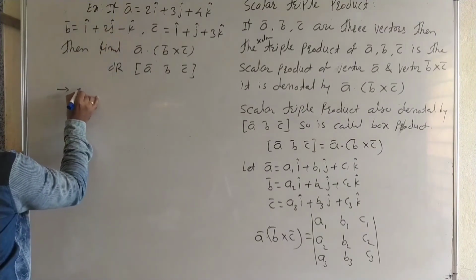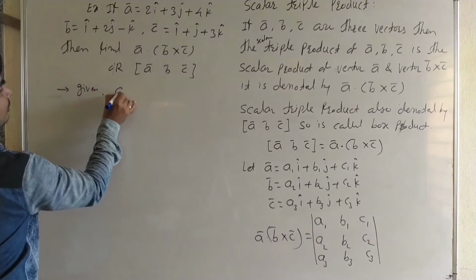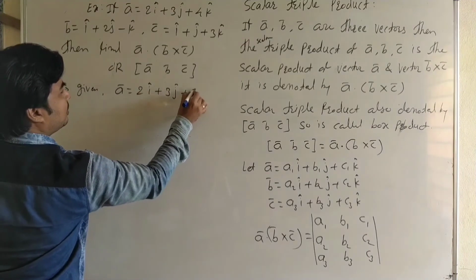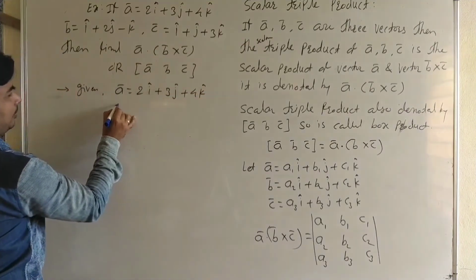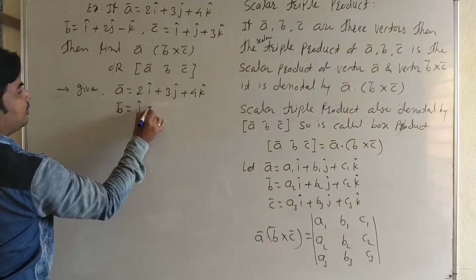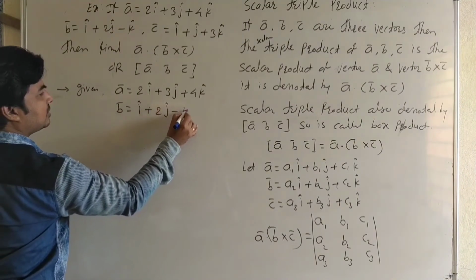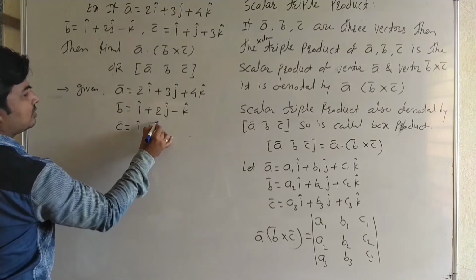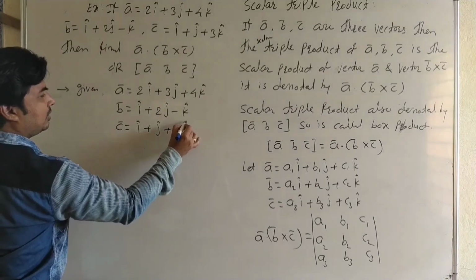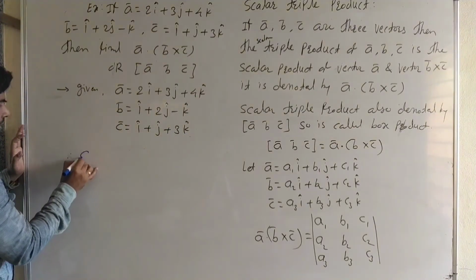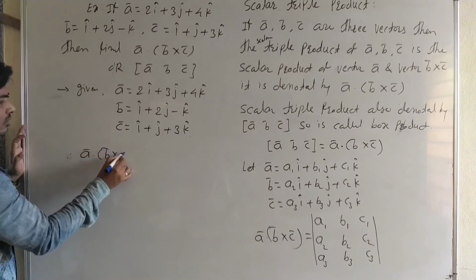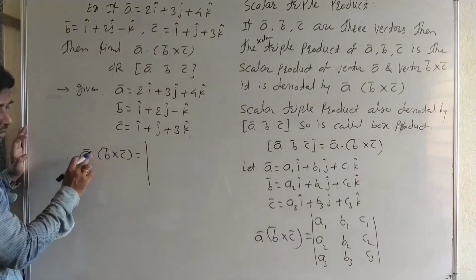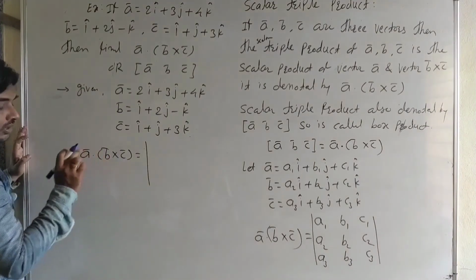Given vectors A bar, it is 2i cap plus 3j cap plus 4k cap. B bar is equal to i cap plus 2j cap minus k cap, and C bar is equal to i cap plus j cap plus 3k cap. Now therefore, A bar dot B bar cross C bar. Here order is important: A bar, B bar and C bar. First vector is A bar, second vector is B bar, and third vector is C bar.